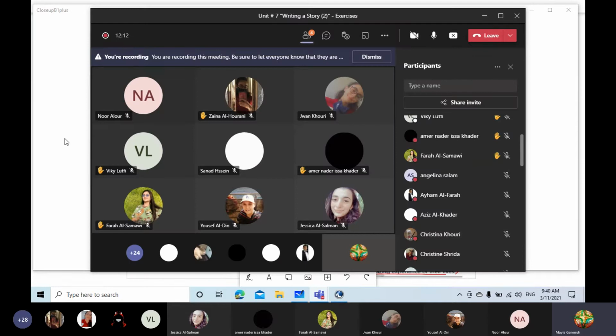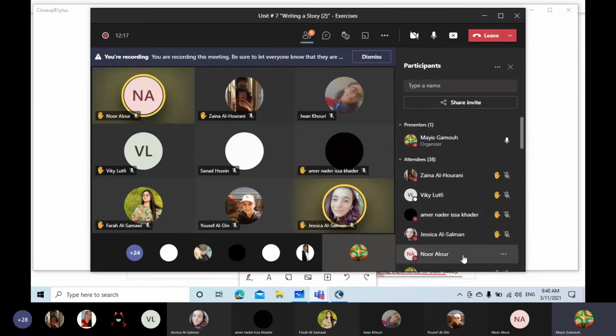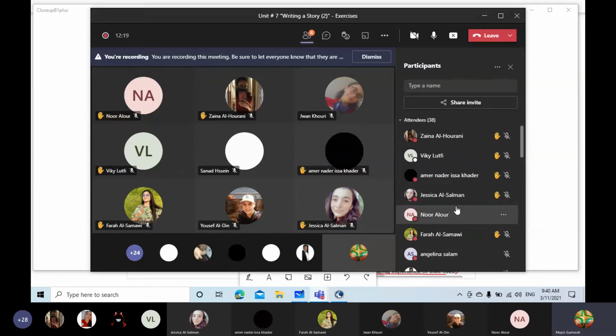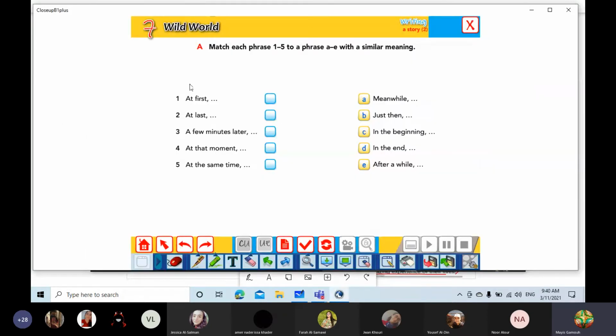Let's start again from the beginning, and I'll have Zena read the instruction and then start doing number 1. Match each phrase from 1 through 5 to a phrase A through E with a similar meaning. At first, at last, a few minutes later, at that moment, at the same time. Meanwhile, just then, in the beginning, in the end, after a while.